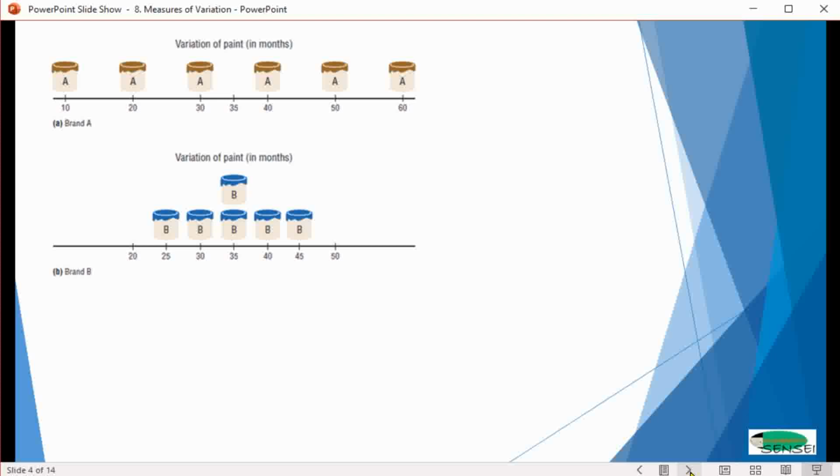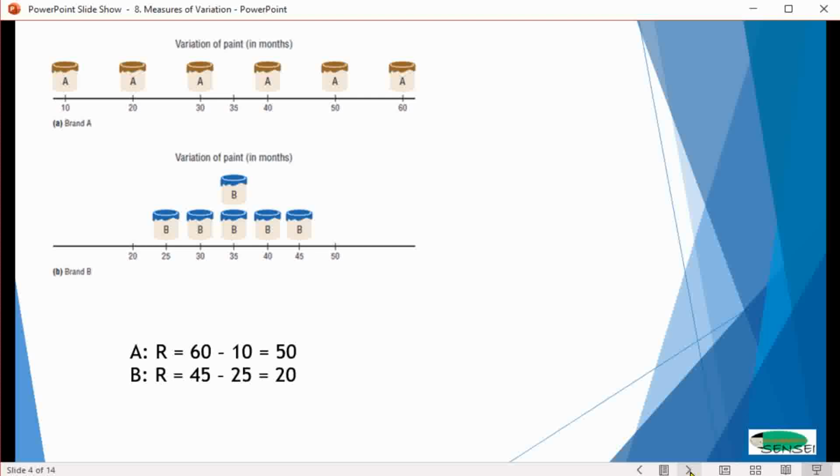So brand A is more dispersed and brand B is less dispersed. They're quite compact. Now, can we make interpretations? Of course. In terms of longevity, which do you think has more longevity here?